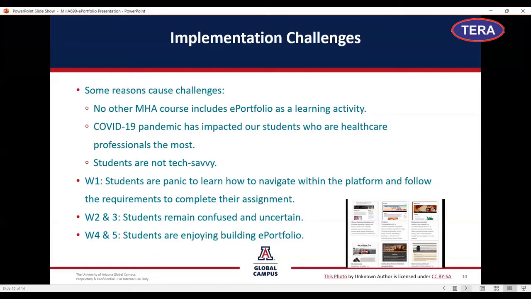In week 2, some students are still confused and struggling with uploading proper evidence to showcase their skills and competencies in healthcare administration. In week 3, a small portion of students are still confused. The majority of students follow the instructions to upload more evidence. In week 4, students enjoy working on their resume. In week 5, students are delighted to conclude their e-portfolio.